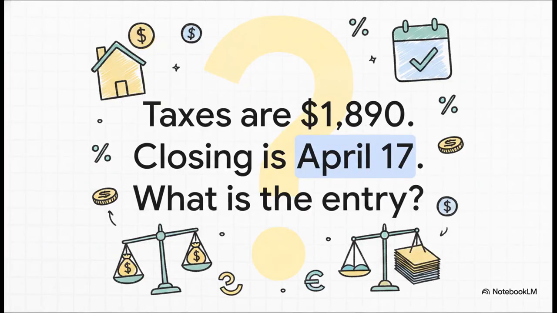So let's put this framework to the test, exactly how you'll see it on the exam. I'm going to read the whole question out loud for you. Here we go. Real estate taxes are assessed on a calendar year basis, but are payable in one installment on July 1st. The annual taxes on a particular home are $1,890. If the property sells and closing is on April 17th, what is the settlement sheet entry for the proration of the taxes?